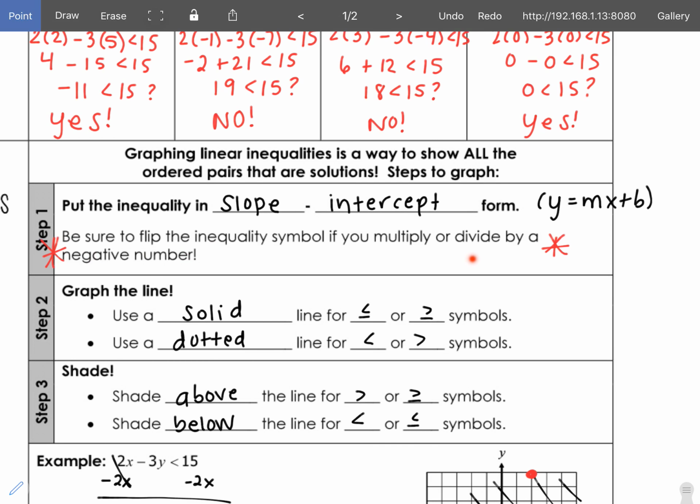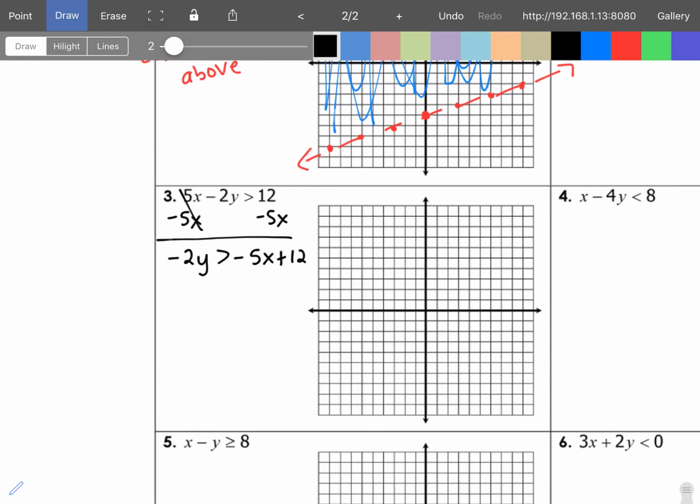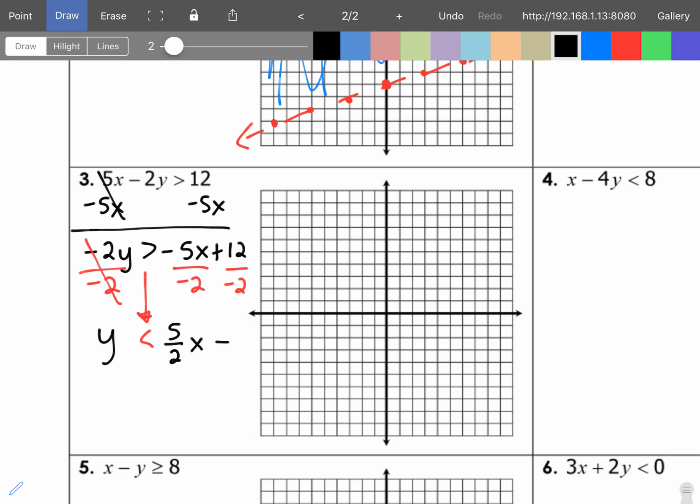No. Notice here it says, be sure to flip the inequality symbol if you multiply or divide. Multiply or divide, not add or subtract. So here, just because we subtracted 5x, we don't flip the sign. But look here, we divide by a -2, don't we? So because it's a negative, we're going to flip this sign. So instead of being greater than, it's less than. And we have y is less than. Negative over negative is a positive 5 over 2x. Positive 12 divided by -2 is a -6.